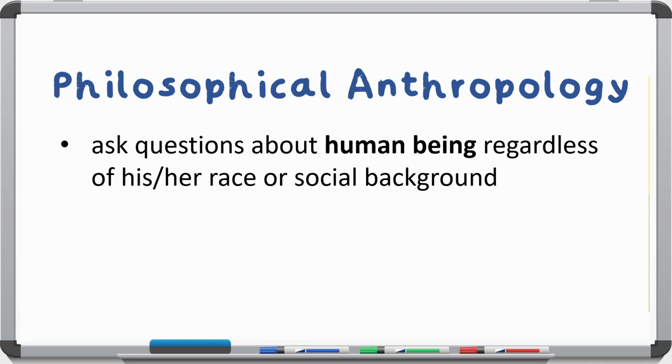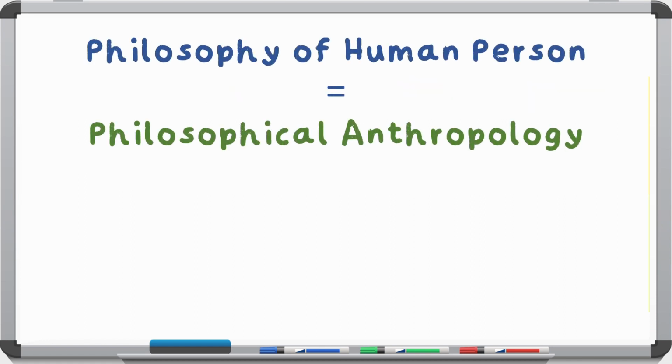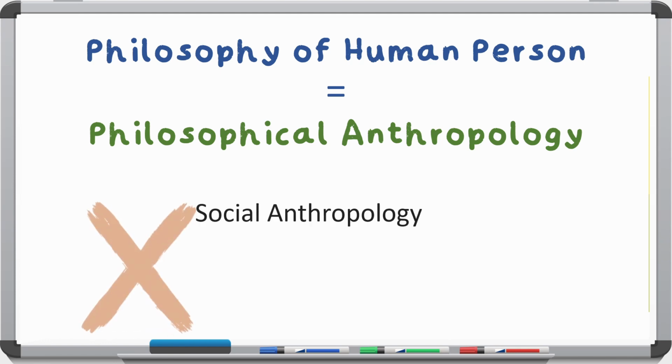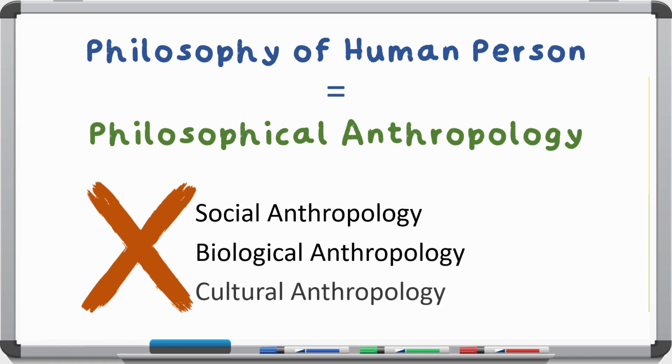Philosophical anthropology instead would ask questions about human beings regardless of his or her race or social background. Again, philosophy of human person is also known as philosophical anthropology, but it's not the same as social anthropology, biological anthropology, or cultural anthropology, as we've discussed.